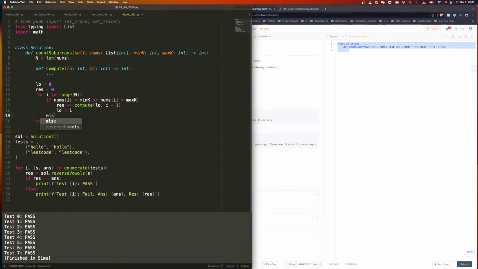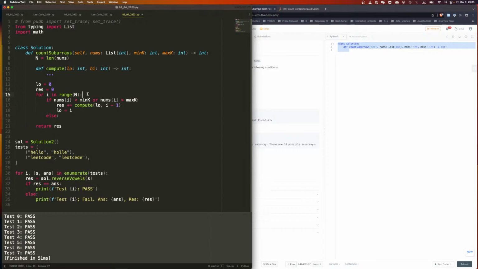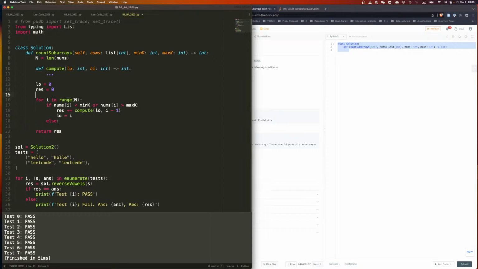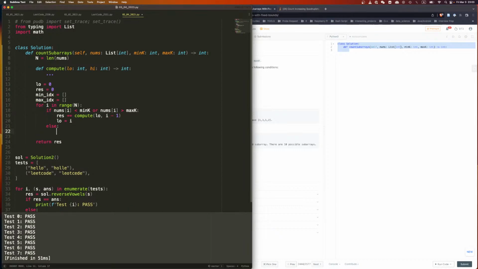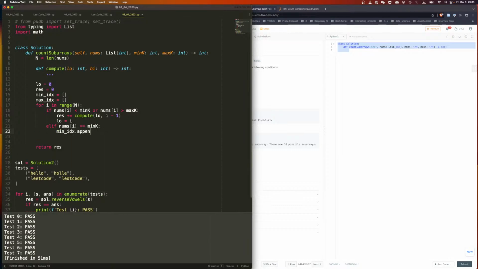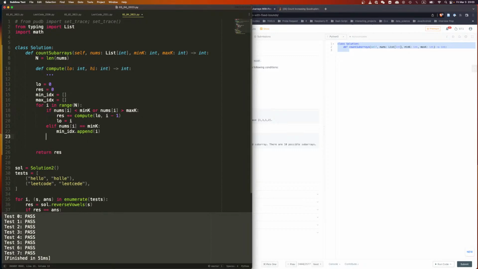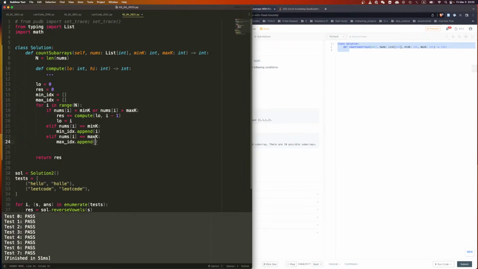We need an else. And we need a min index and max index. We have these 2. Elif nums i is equal to min k, then min index dot append i. Else if nums i is equal to max k, then max index dot append i.